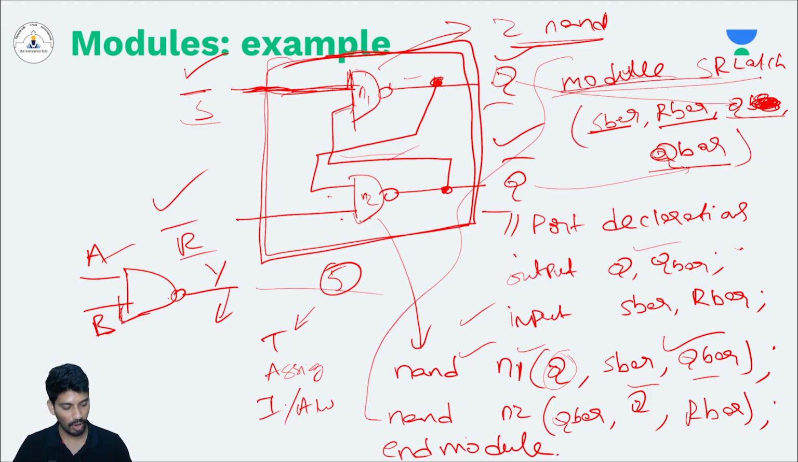So the 5 components are optional ones. I mean, you can write any module without those 5 components as well. We'll take one more example, then it will be clear to you.